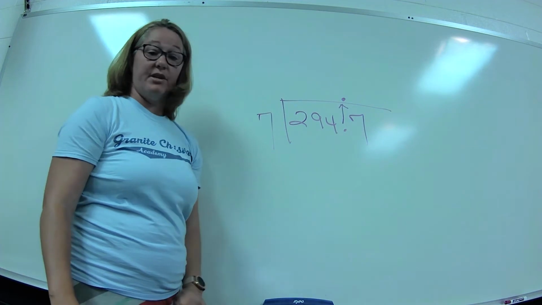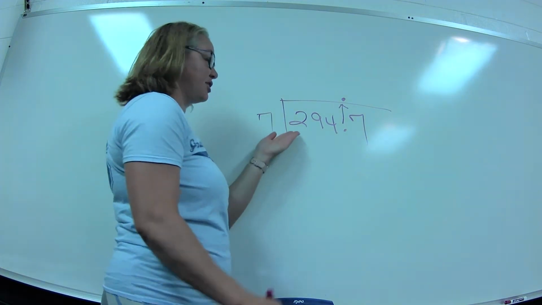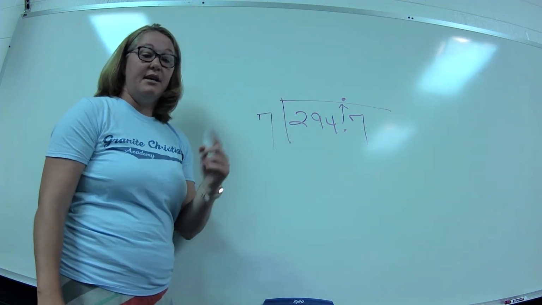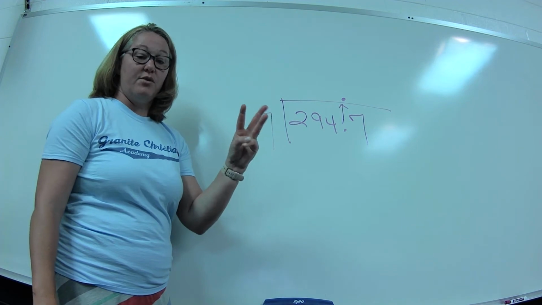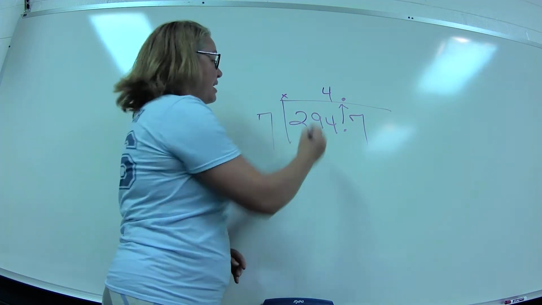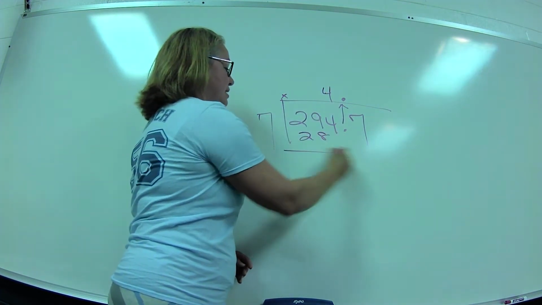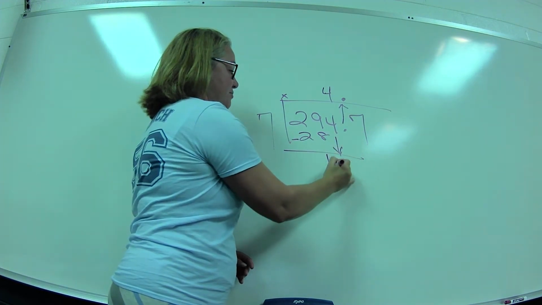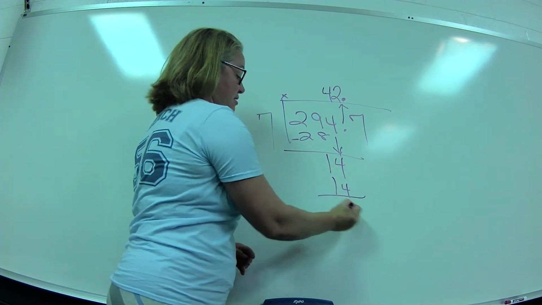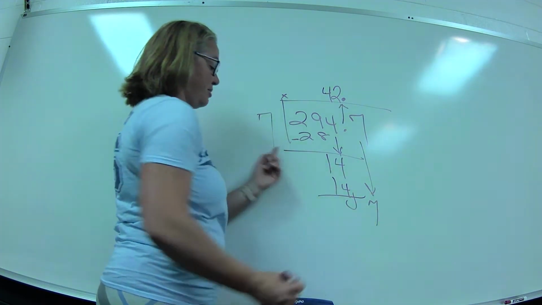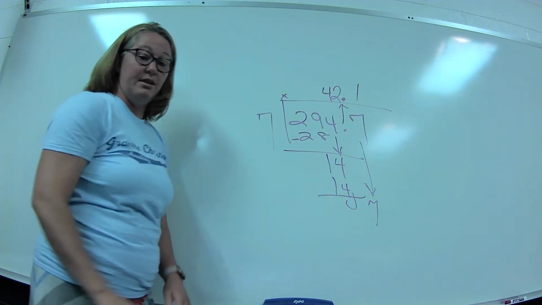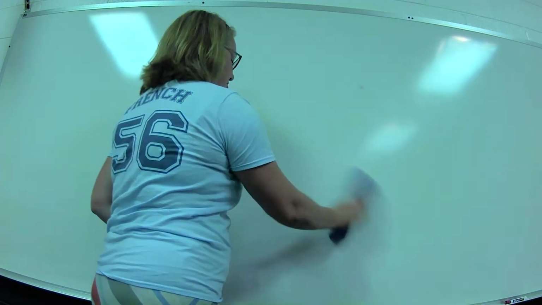Now that we've moved our decimal up, we now divide by 7. Can 7 go into 2? No, but it can go into 29. How many times can 7 go into 29? 7, 14, 21, 28. So let's go times 4. 4 times 7 is 28. Subtract. Bring down. 7 goes into 14 2 times. Bring down. Make sure I put the decimal on the other side, and 7 divided by 7 gives you 42.1. All right, let's look at another one like that.